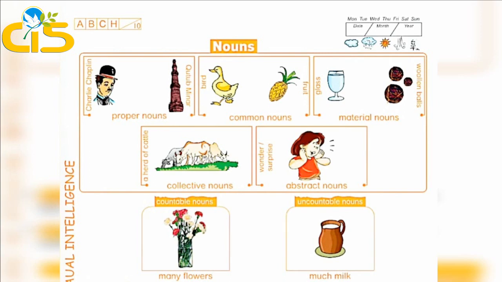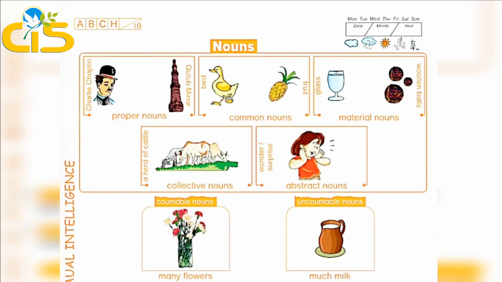Now the fifth one is abstract nouns. So what are abstract nouns? They are things that you cannot touch. Abstract nouns are ideas, concepts and feelings, right? For example, wonder, surprise, action, attention, beauty, sweetness. Okay? So these are all abstract nouns.